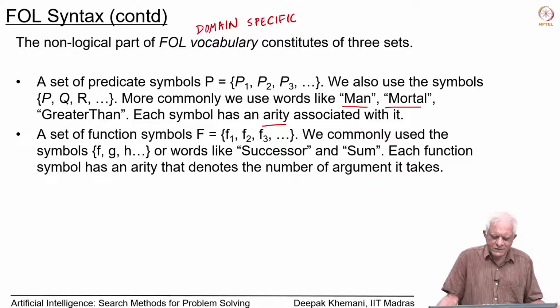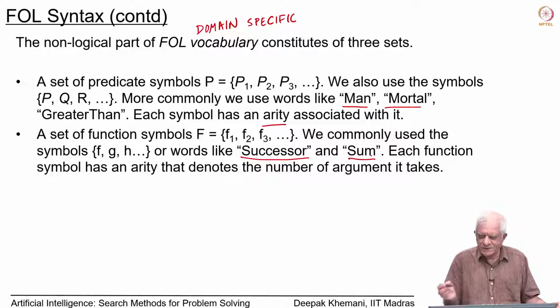Typically, we may choose to use lowercase English letters for that. So, f, g, h or f1, f2, f3 and so on. So, we have functions like the successor function in natural numbers or the sum function also in natural numbers, which basically maps elements onto other elements in the domain. So, when we say sum of 2 plus 5, it represents another element, and that element is, as we know, 7. So, functions basically map elements to other elements.